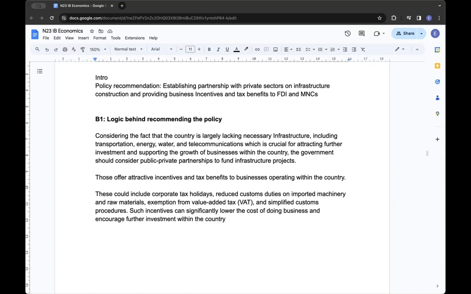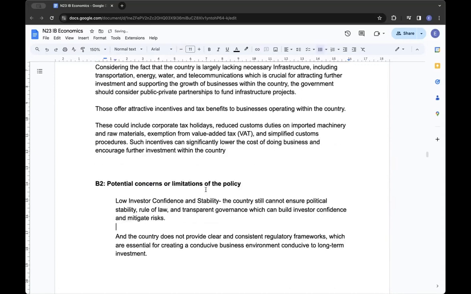These could include corporate tax holidays, reduced customs duties, exemptions from value-added tax, or simplified customs procedures, things like that. Such incentives can significantly lower the cost of doing business in Kenya, and encourage further investment within the country. Next, again referring to the given information, I can talk about potential concerns and limitations of my policy recommendation.